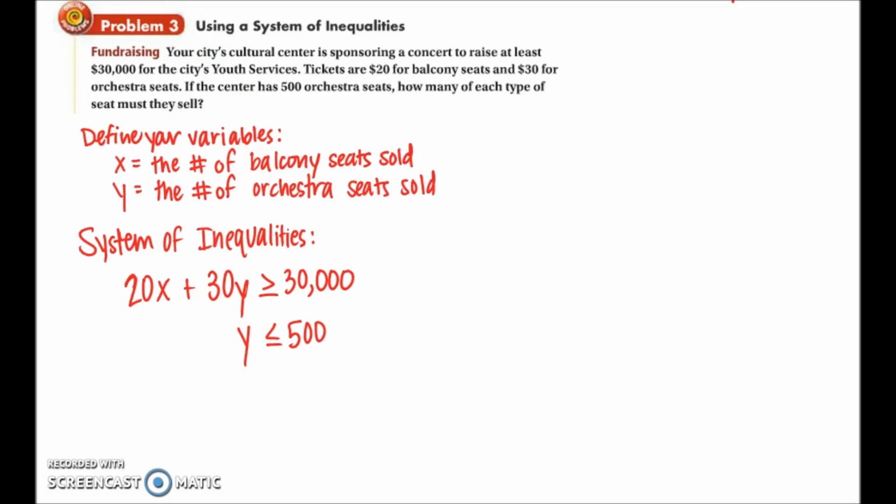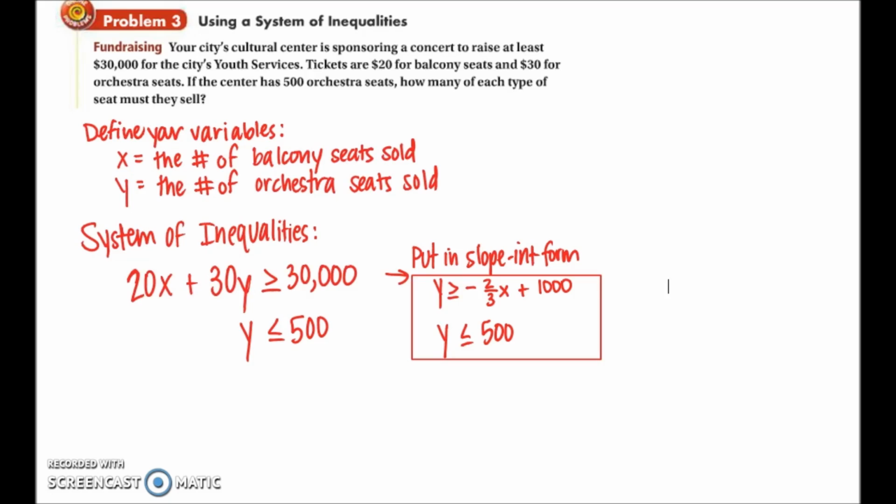Now what we want to do before graphing is, of course, make sure that both inequalities are in slope-intercept form. The last one's fine just because there's only one variable and the y is by itself. However, the first one, the y is not isolated, so that's what we want to do now. To put the first inequality in slope-intercept form, you want to subtract 20x from both sides and then divide by 30. And when you reduce, you get the inequality y is greater than or equal to -2/3 x plus 1,000.